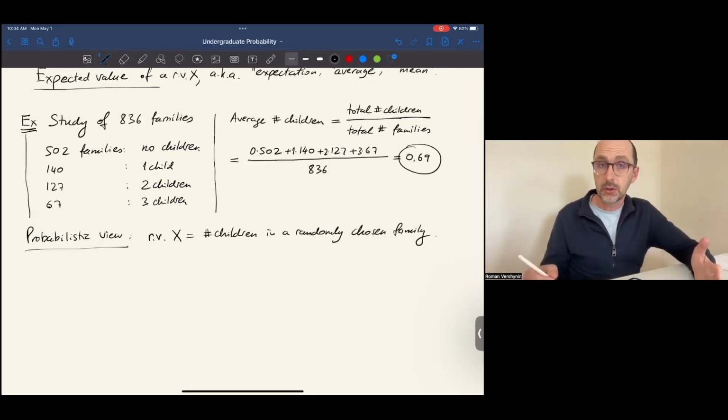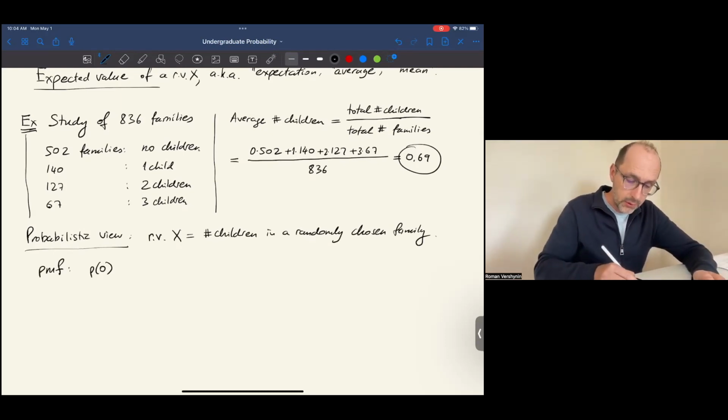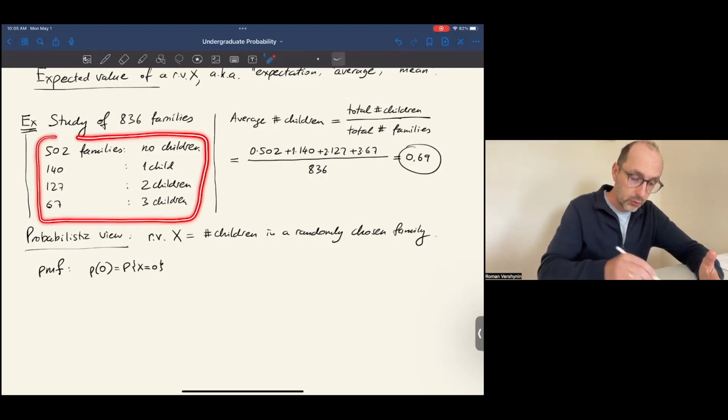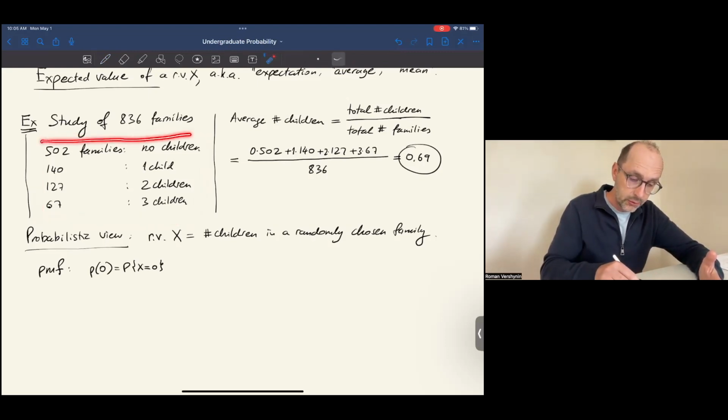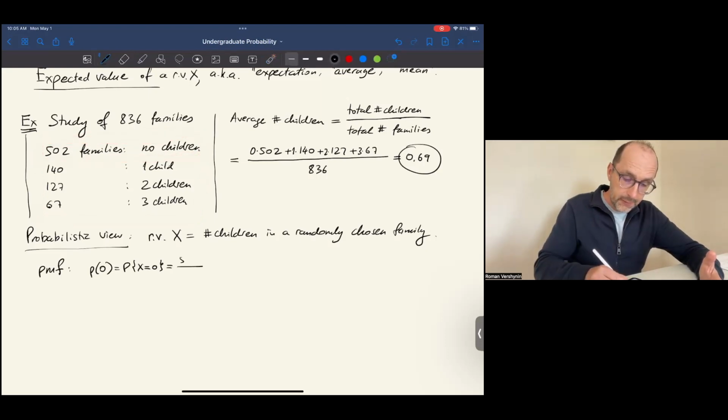What is the distribution of x? What values does it take and in what probabilities? In other words, what's the probability mass function of x? P of 0, which by definition is the probability that x equals 0, the probability that when you choose a random family from this group, it will have no children. There are 502 families like this out of 836.